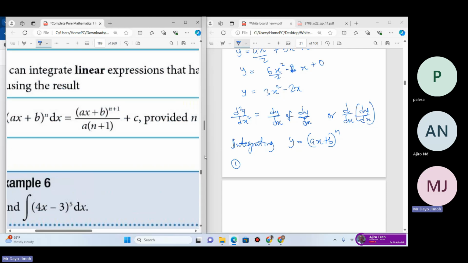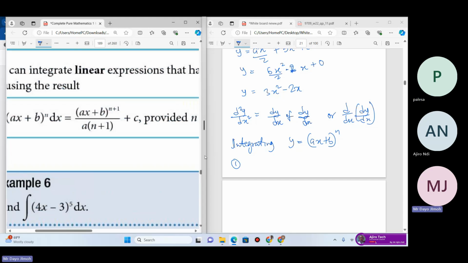Yes. Do you have soft copy of this textbook? Do you have soft copy of AS textbook? Do I have what? The soft copy of your textbook. Of this textbook? Yes. No.